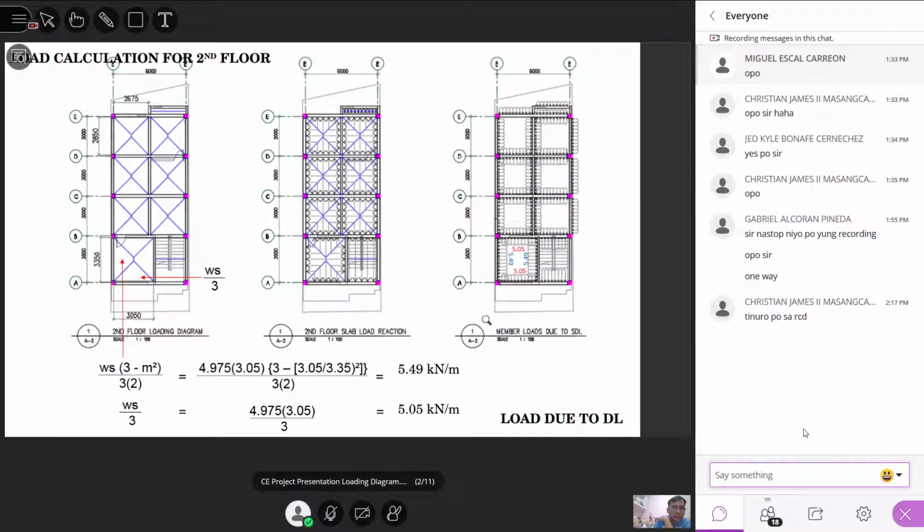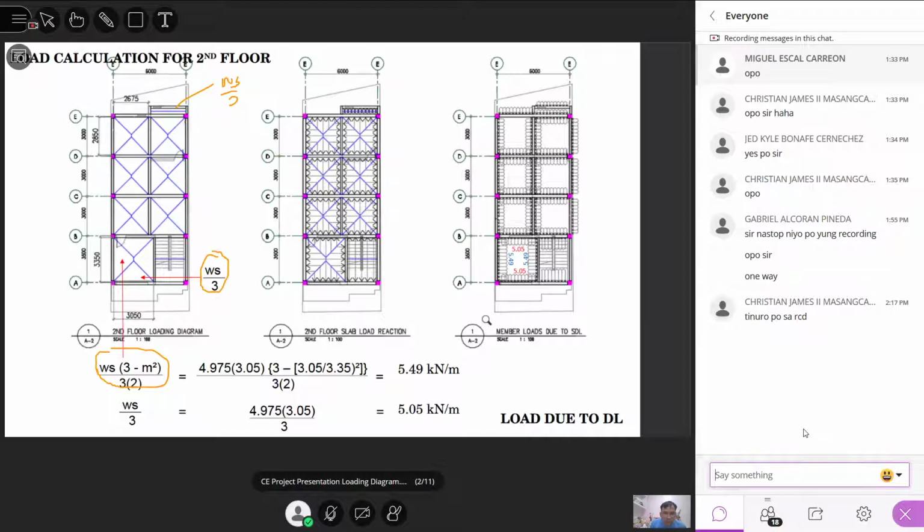Except for this slab. In this case, you have a one-way reaction, so therefore the load here will be WS over 2. But in this case, you have WS over 3, and in this case, since this is a trapezoidal form, that is WS multiplied by 3 minus m squared all over 6. So ito na ngayon siya, for this trapezoidal. And then we try to convert it into uniform loads. But before we convert into uniform loads, let us first check this diagram.